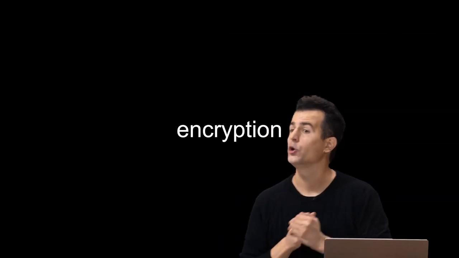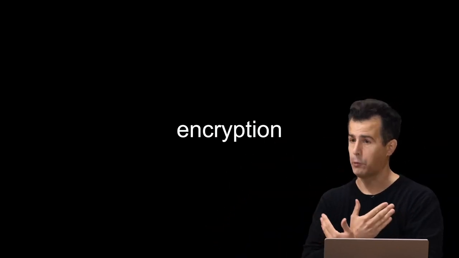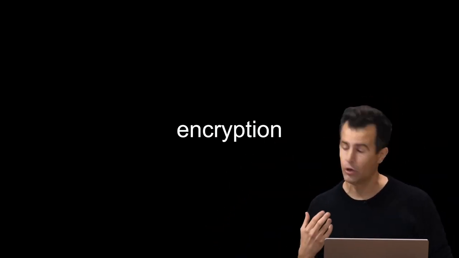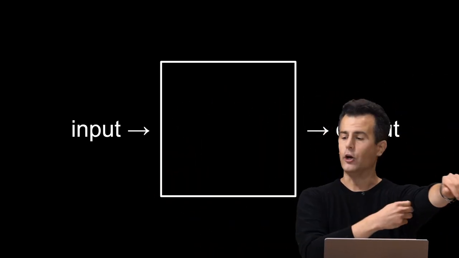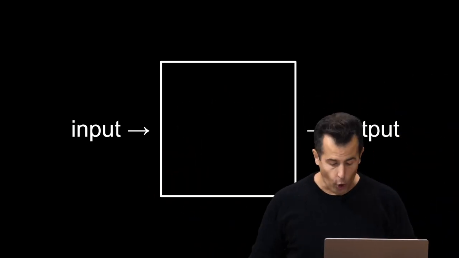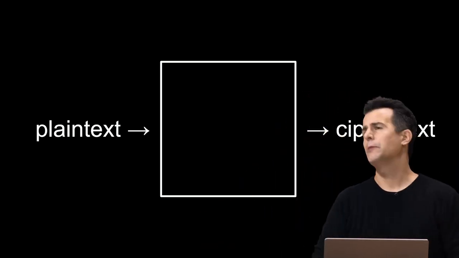And only someone who knows what algorithm you've used and what input you've used to the algorithm, theoretically, can decrypt that process and convert it back to the original message. So if we use our mental model from last week, here is a problem. Here is an input and output. The goal I claim here is to take some plain text, like the message you want to send. Think back to grade school.